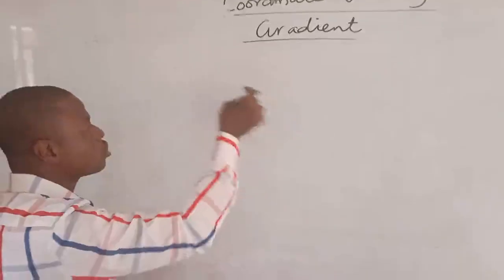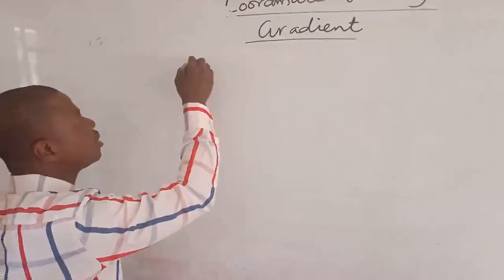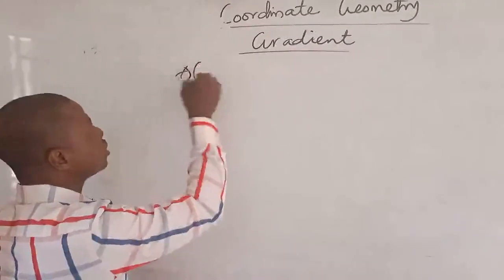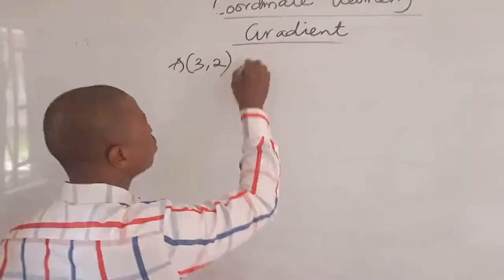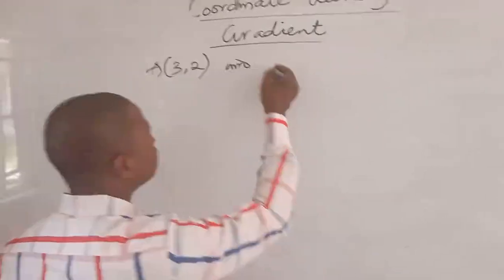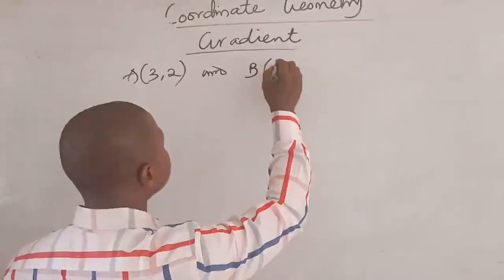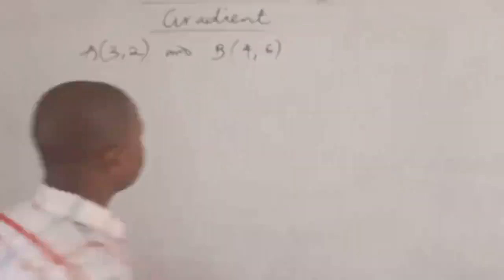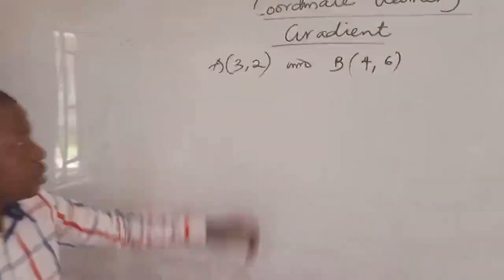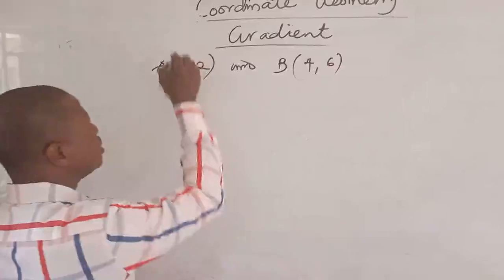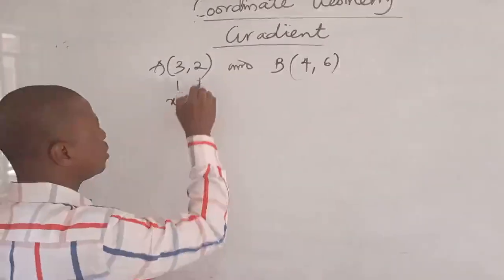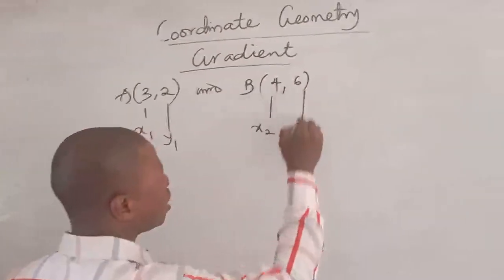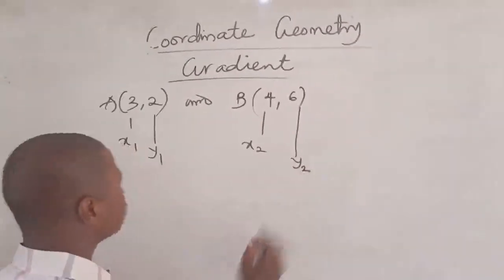So we're going to use this to solve some problems. Let's say we have coordinates 3, 2 and 4, 6, and we're asked to find the gradient. So this is our x1, this is our y1, this is our x2, and this is our y2.